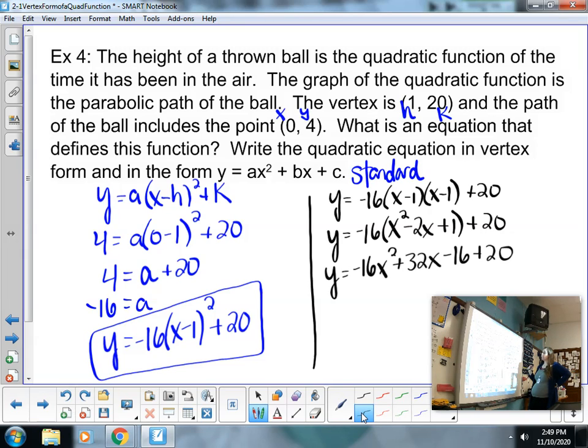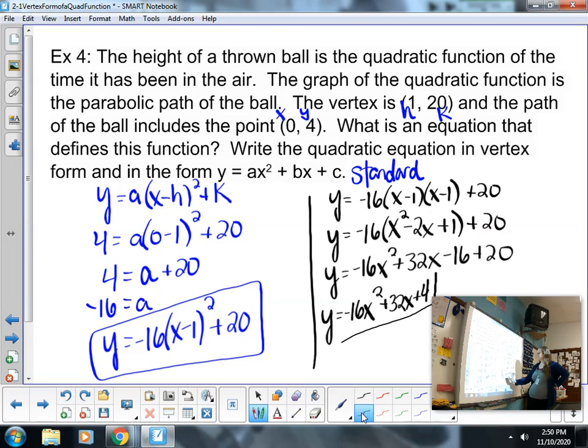Then I can combine the negative 16 and the 20. So I get y equals negative 16x squared plus 32x plus 4. And that is our equation in standard form. Standard form is nice because the number at the end is actually your y-intercept. So the one that's in the C position with no x, that is our y-intercept. And notice that matches what I have up here because it says it has to include the point 0, 4. Well, 4 is actually the y-intercept because x is equal to 0 in that point.